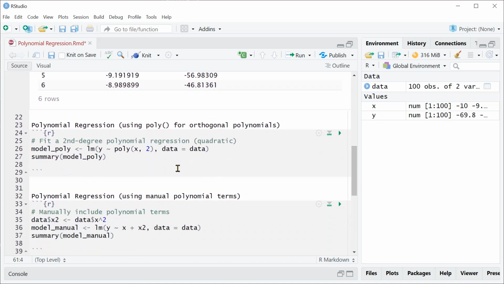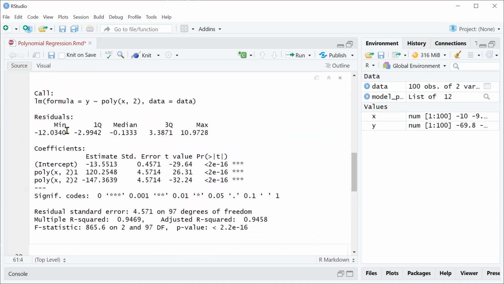For the first polynomial regression model, we'll be using poly for orthogonal polynomials. This means that the dot product of the independent variables is equal to 0. This is good if you know that your model has multicollinearity. Let's go ahead and run this model.